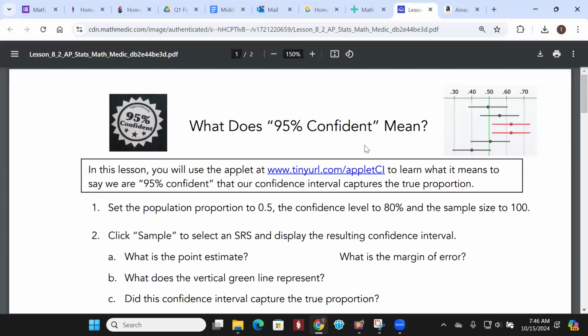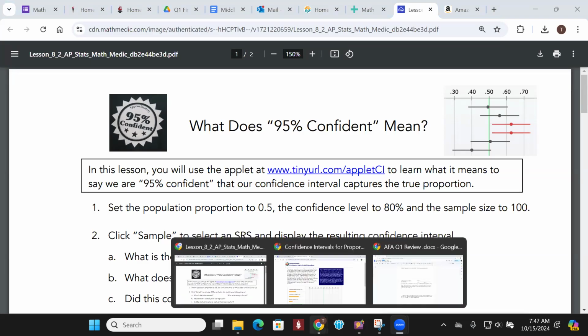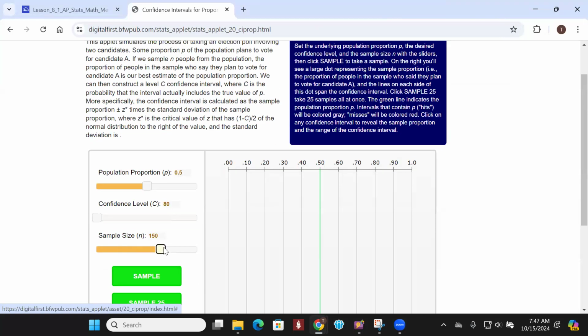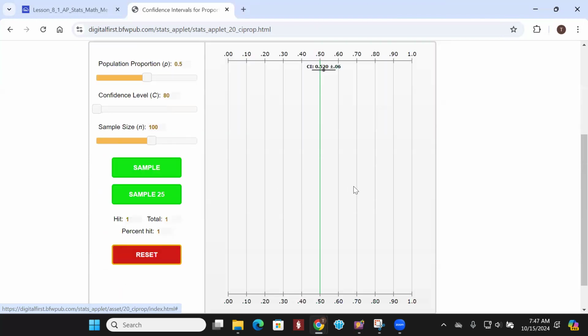All right, so on your computer, you're going to set the population proportion to 0.5, the confidence level to 80%, and the sample size to 100. Okay, so again, proportion to 0.5, confidence level to 80%, and sample size to 100. Okay, you're going to hit sample.